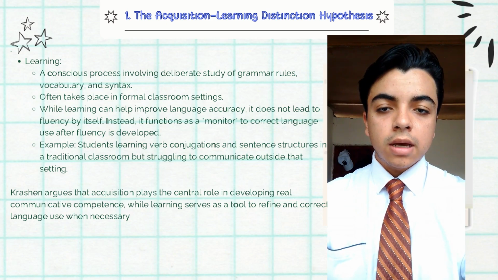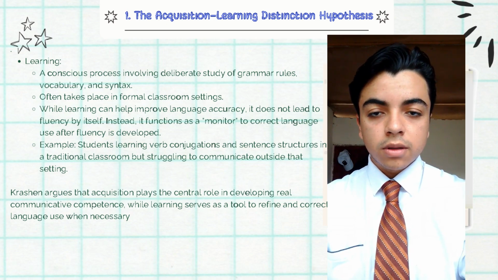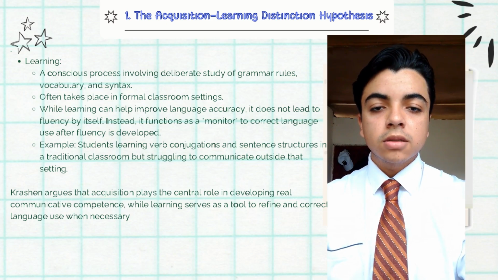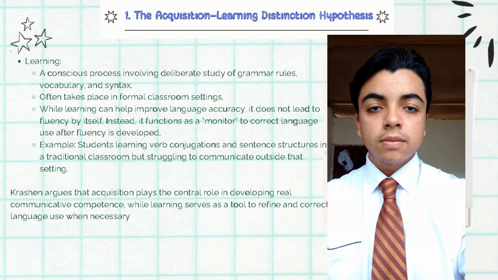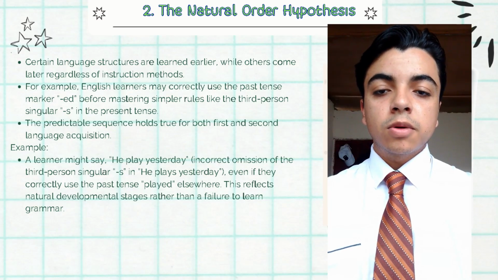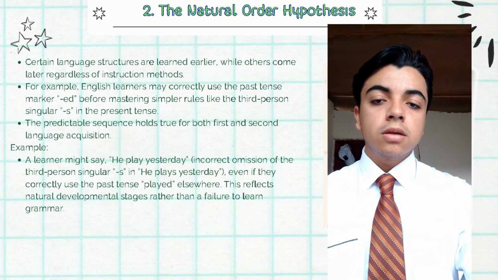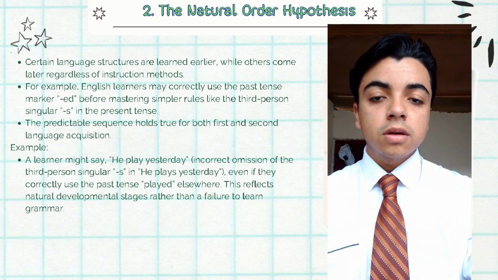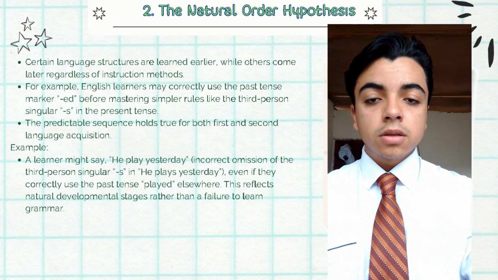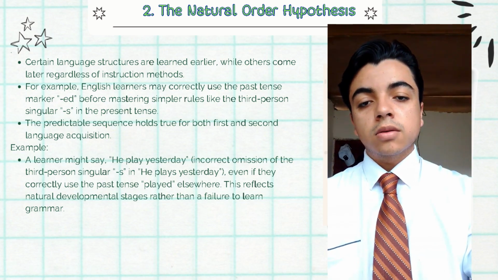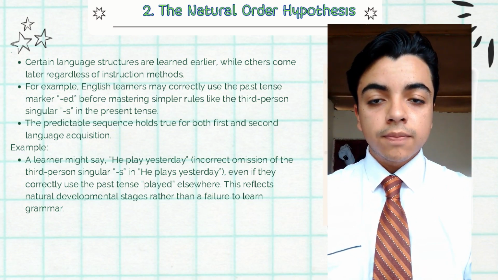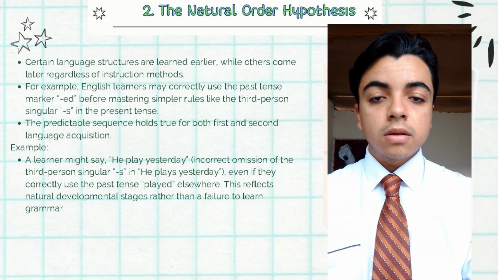Krashen argues that acquisition plays the central role in developing real communicative competence, while learning serves as a tool to refine and correct language use when necessary. Natural order hypothesis. This hypothesis proposes that learners acquire grammatical structures in a predictable sequence that is independent of the order in which they are taught. Certain language structures are learned earlier, while others come later regardless of instruction methods.